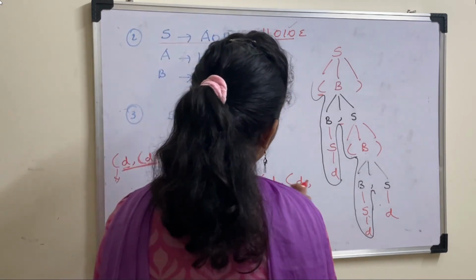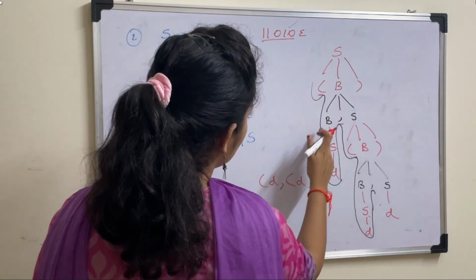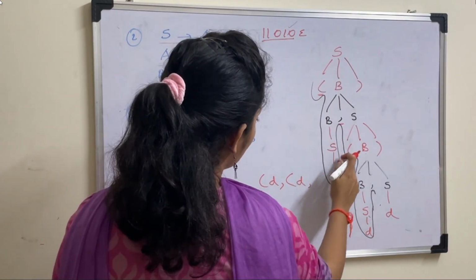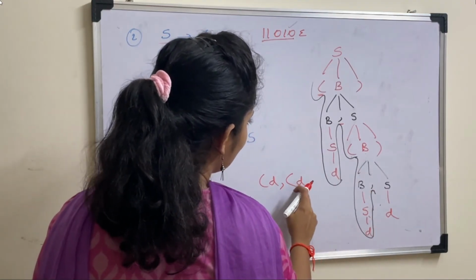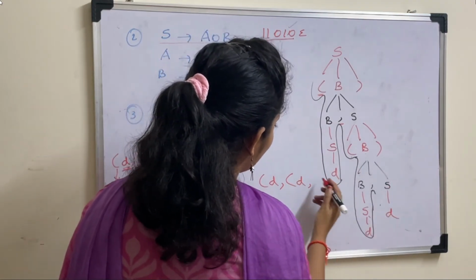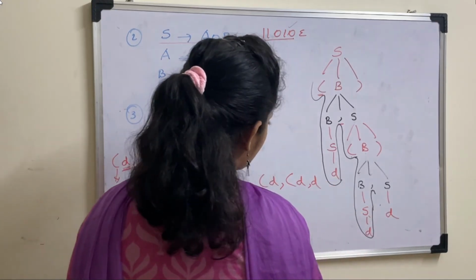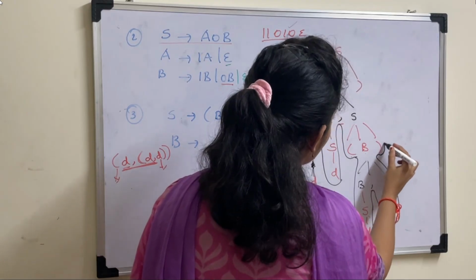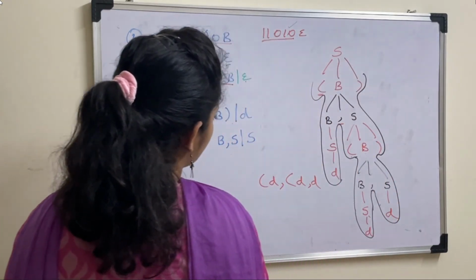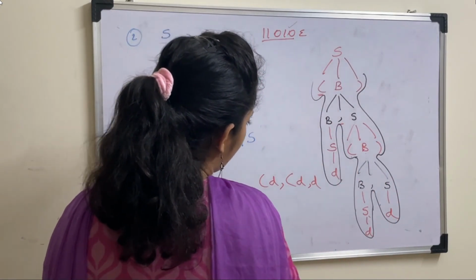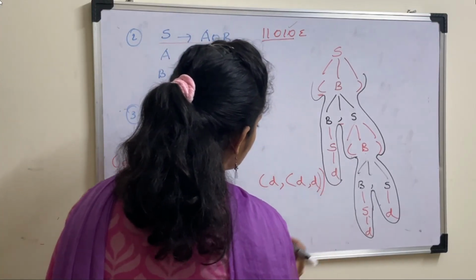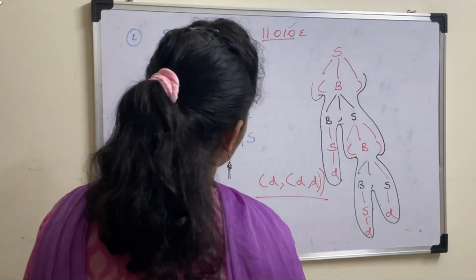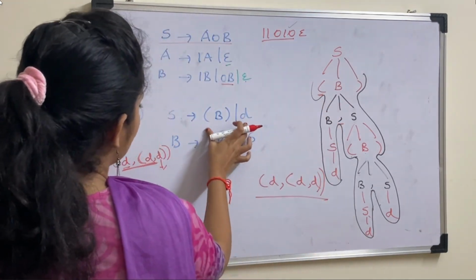Now let us see. Open bracket, then small d, comma, open bracket, small d again, comma, and d here. Then close bracket and close bracket. So here this is closed, closed. So this is the required string, right? So this is the parse tree for this grammar.